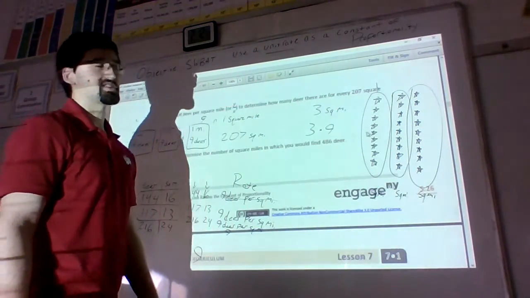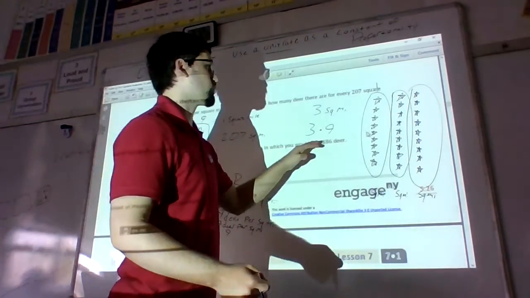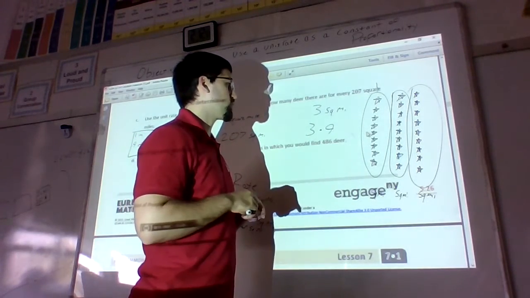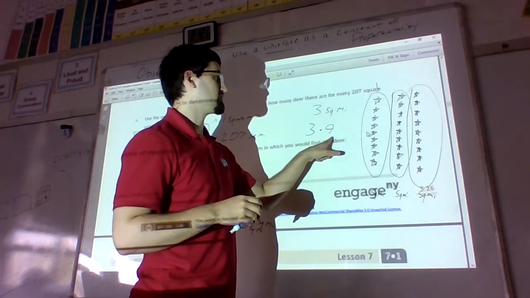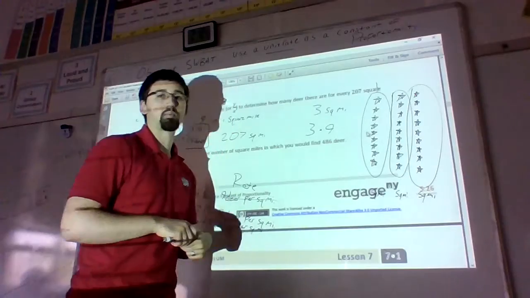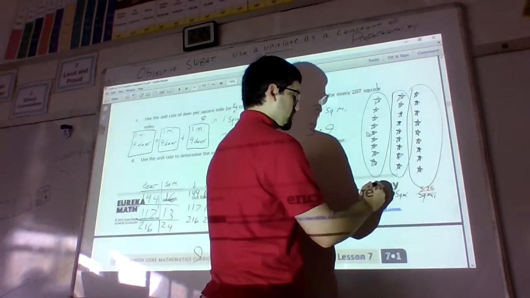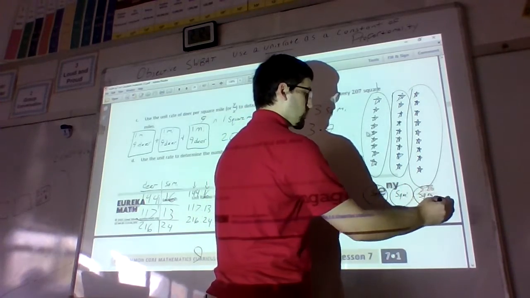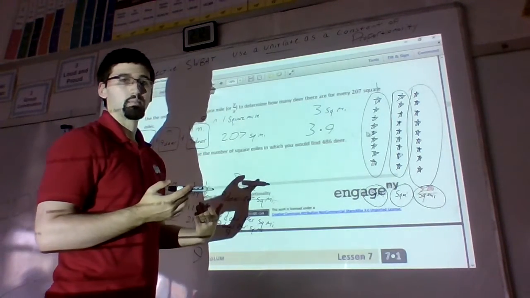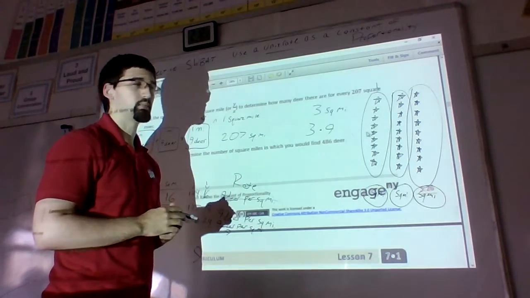What's an easier way to do this instead of counting up? Multiplication, right? That's what multiplication is. We're saying this is how many groups of this number we have. So here we're multiplying 3 groups. We're saying we have 3 groups of 9, so 3 times 9 would tell us how many deer we have. Because there's 1 square mile in each group, we can just multiply the number of square miles times 9, because there are 9 deer for 1 square mile.